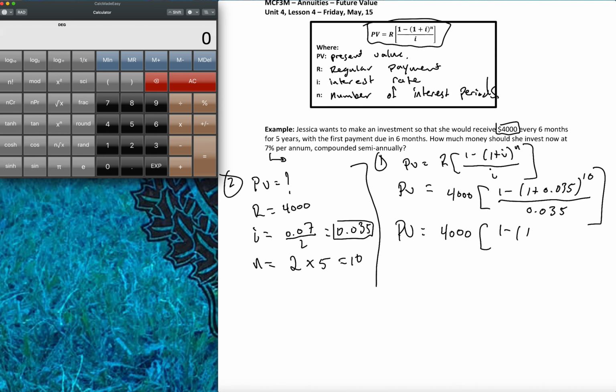So it's going to be 1.035 to the power of 10 divided by 0.035. I'm going to do this piece here first, and I'm going to get a number.